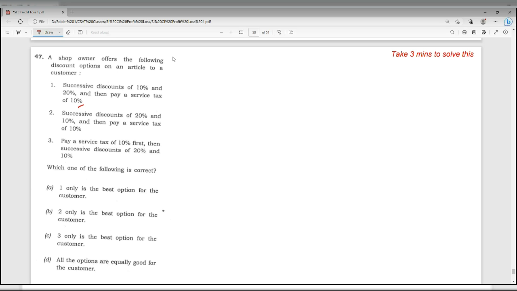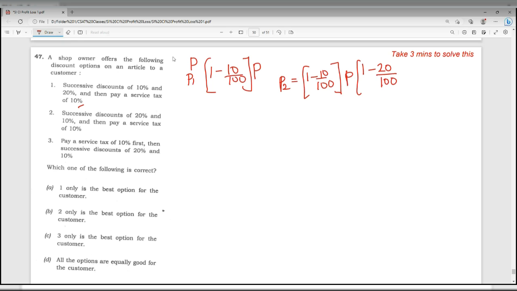So in the first case, let the mark price or the sticker price be P, and they're giving a discount of 10%. So if they're giving a discount of 10%, this is 1 minus 10 by 100. This is the price after the first discount. And then for the second discount, you have to take the first discounted price. This is P1. So after the second discount, the price is 1 minus 10 by 100 into P into 1 minus 20 by 100, the 20% discount.